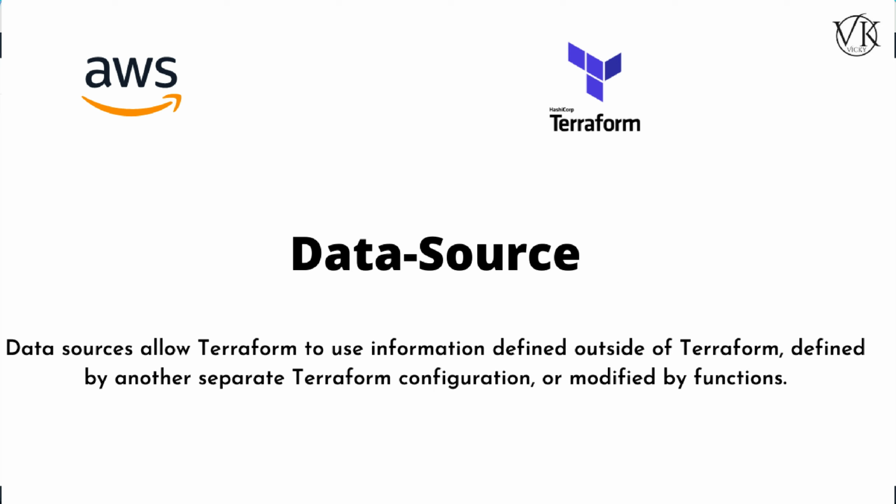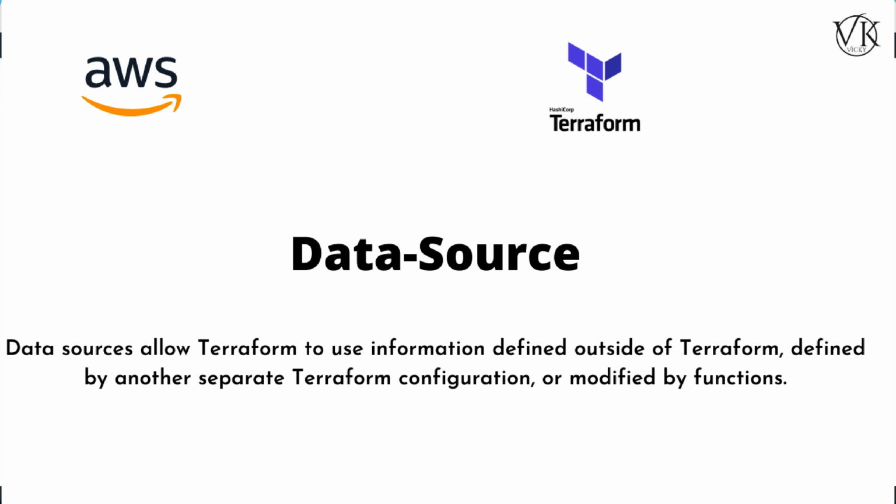Let me give you one example. Let's suppose there is a VPC which is already created. With the help of Terraform, you are creating a new resource for the VPC, and in that VPC you want to include the same availability zone which is already created in your AWS account. So how can you do that? With the help of the data sources, you can give the reference to that.